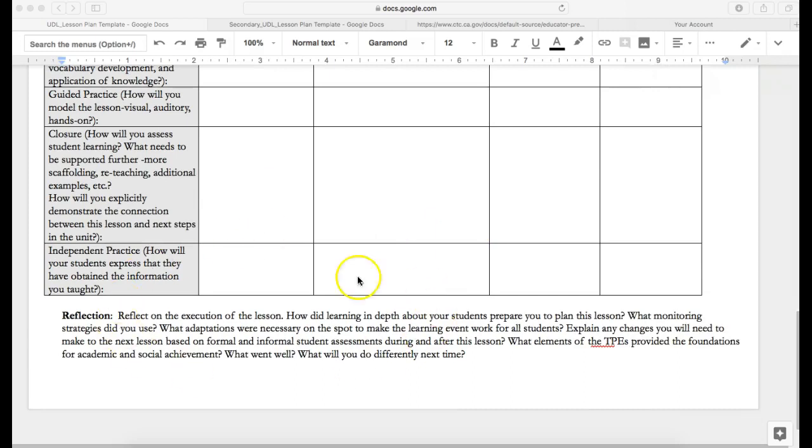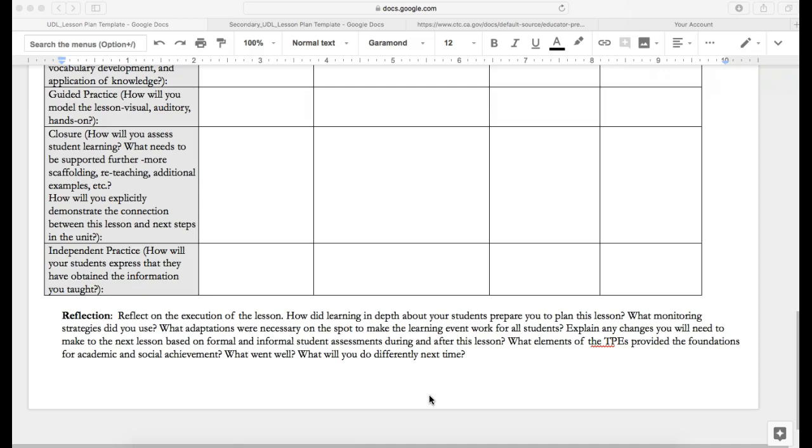The final piece is the reflection, and after every lesson, and actually after every day when I'm teaching, I usually sit down and try to think about, okay, well, how did the execution of the lesson go, and what can I do differently next time? So in order to prepare you for the TPEs, we're using similar questions that they use for their reflection, and getting you started on thinking about your lesson in a little bit more depth.